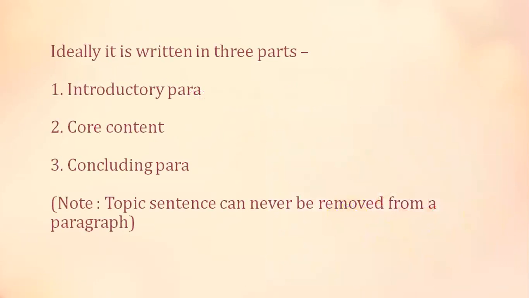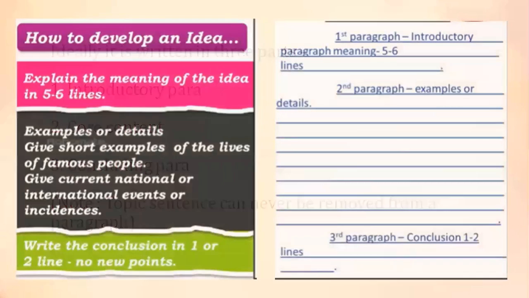Okay, now when you write the expansion of idea, you have to write it in three parts. That is the introductory paragraph, then the core content, and the concluding paragraph. Okay, so you have to note one thing, that the topic sentence can never be removed from a paragraph. So you have to include the topic sentence, whatever the topic is, in your paragraphs. So three paragraphs you have to use in order to expand your idea.